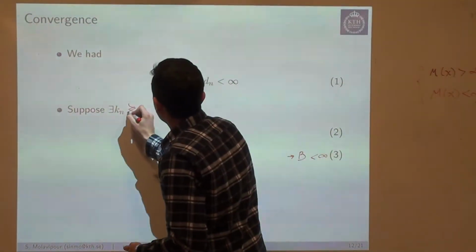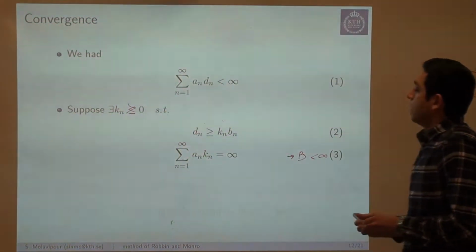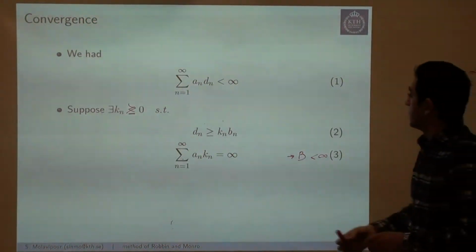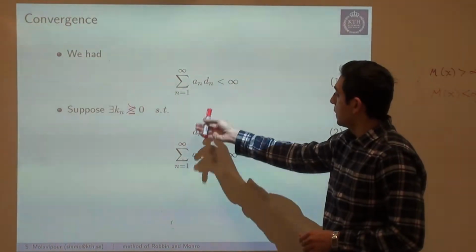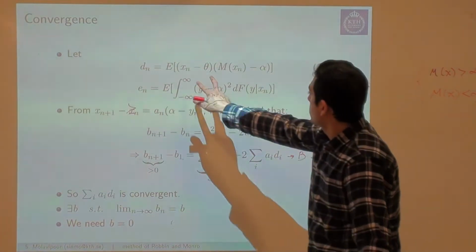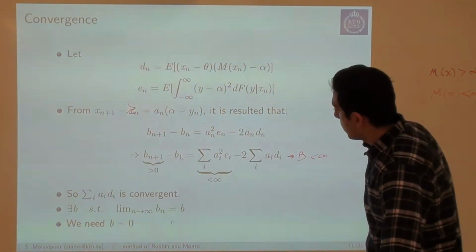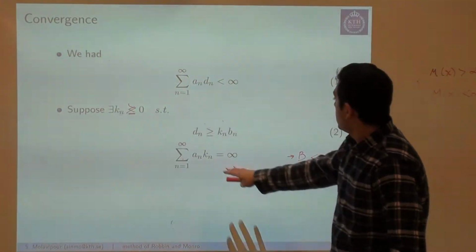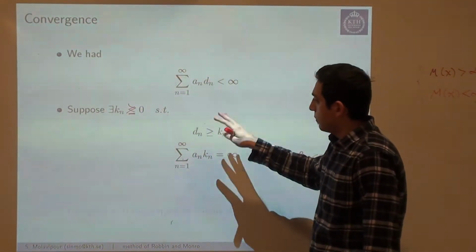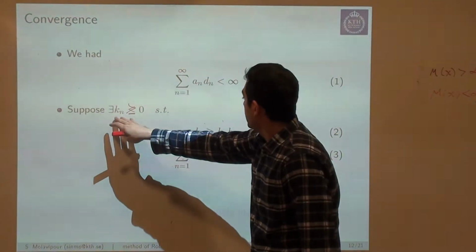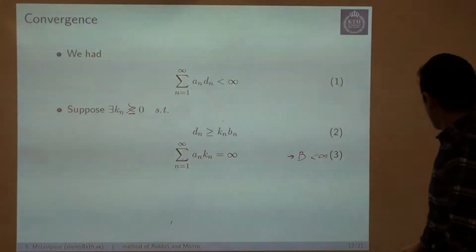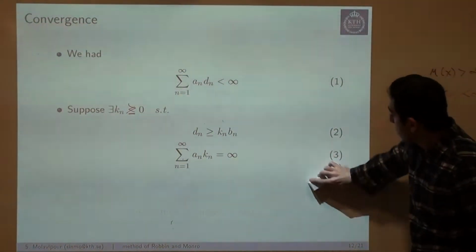So this is a typo, sorry. We assume there's a sequence Kn such that Dn, which was the expectation of (Xn minus theta) times this, is larger than Kn times Bn. In the end we want to find this sequence Kn, but first we will study some properties. We want to find the properties of Kn.